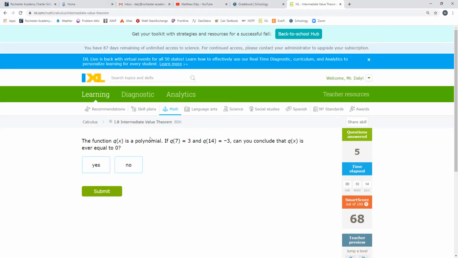Okay, once again, polynomials are always continuous, and the output ranges from 3 to -3. 0 is in that range, so we can conclude that there must be some output value that's equal to 0. All right, and that got us up to one medal, and this IXL doesn't get any harder than this.